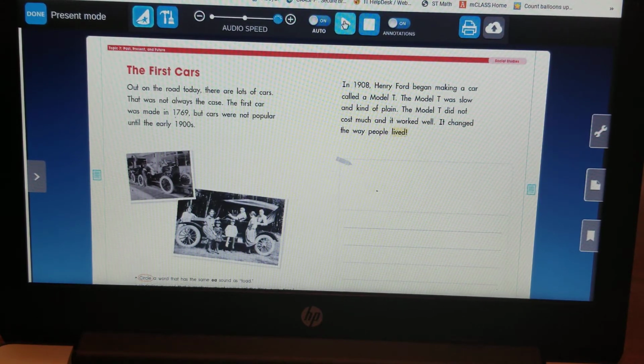Okay, so how do you think it changed the way people lived? What do you think they probably did before cars were invented? How did they get from one place to another? Yeah, maybe they walked. Yes, they had bicycles then, so maybe they rode bicycles.